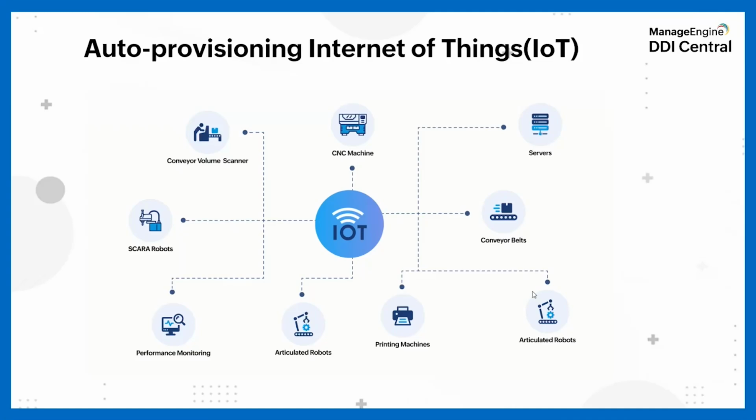You can also define domain names for selective devices in your manufacturing plant network for easy identification and implement them with DNS for dynamic IP address assignment with the help of DNS management. All these are possible with the help of policy-driven automation in DDI Central.